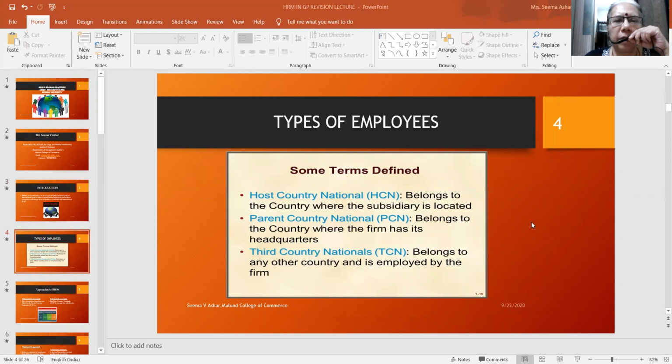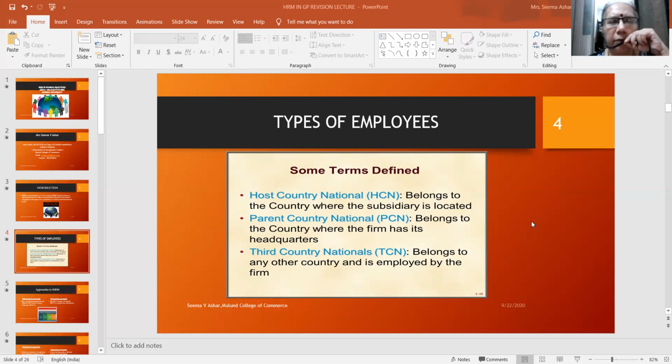You need to remember these three terms very carefully. These are the different types of employees which are seen when we are working at the international level. The first one is called the HCN, or the host country national. These are the employees who belong to the country where the subsidiary is located. Then the second type of employee is the parent country national, or the PCN. These are the employees who belong to the country where the firm has its headquarters.